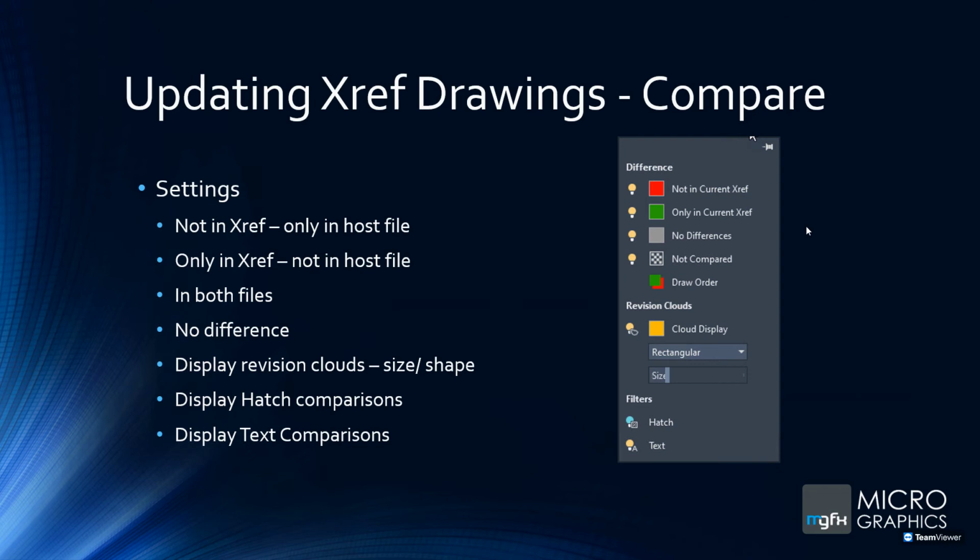You can say what color the cloud revision is going to be. So you just click on that orange or yellowish sort of block over there. It'll give you the color palette. And then you can change your cloud revision size and shape as well. Okay. And then at the bottom over there, if there are hatches, now hatches are quite heavy when you're working with it. So if there are hatches, you can actually display those hatch comparisons, yes or no, or display text comparisons. So if there is text happening between the 2 different files, you can just see if you want to look at that or not.